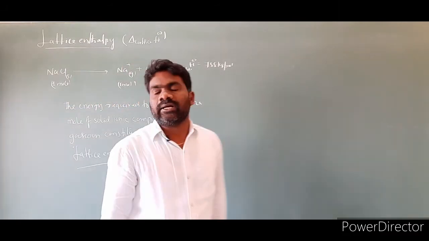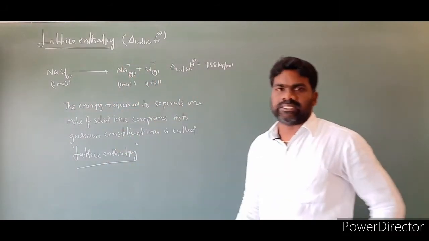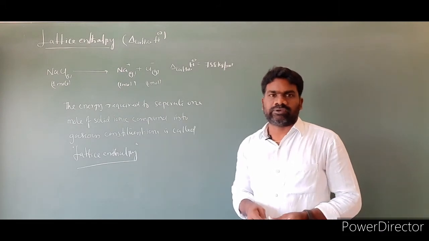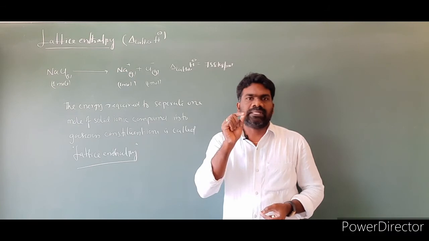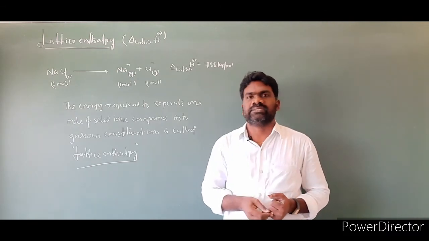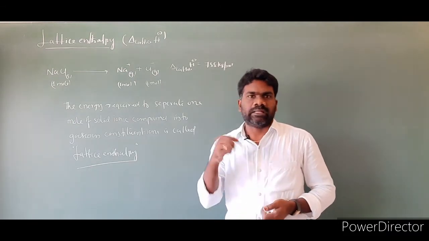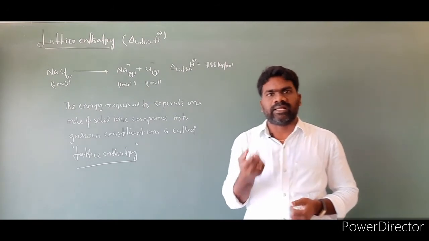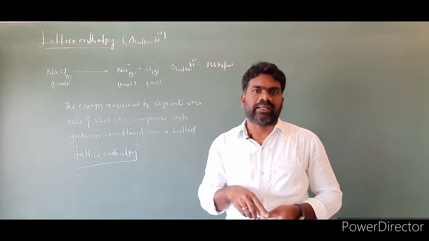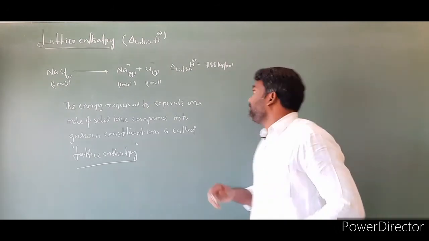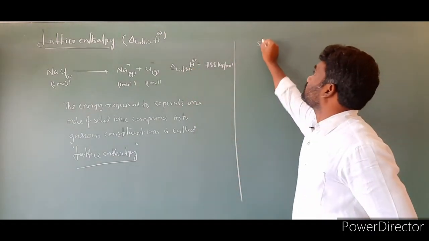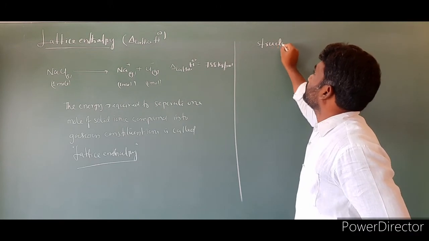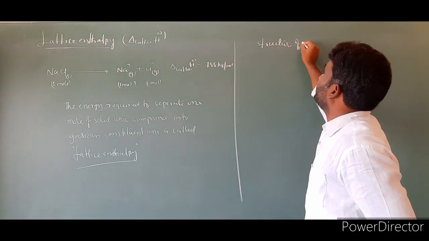Right, let us look into the structure of NaCl. A single NaCl molecule does not exist. In the NaCl compound in solid state, Na plus ions are surrounded by Cl minus ions, and Cl minus ions are surrounded by Na plus ions. That means cations are surrounded by anions, and anions are surrounded by cations in a three-dimensional way. So let us look into the three-dimensional structure of NaCl.